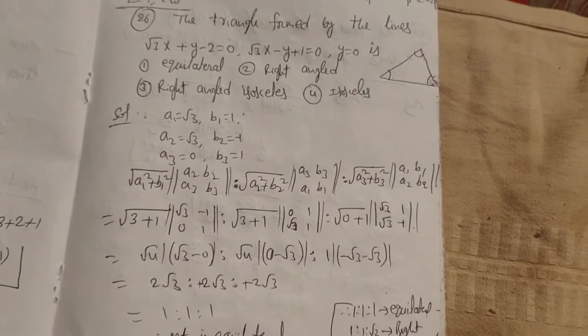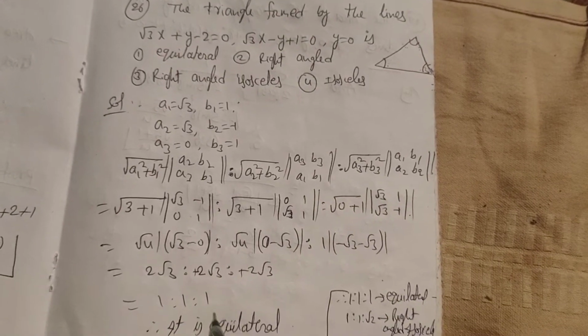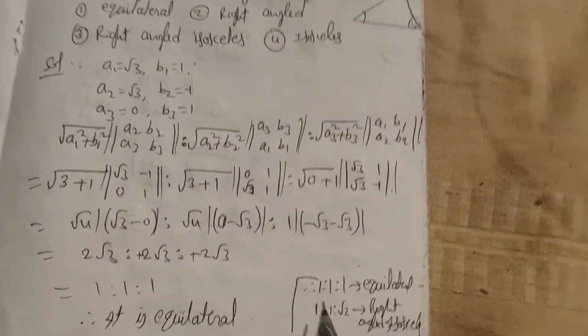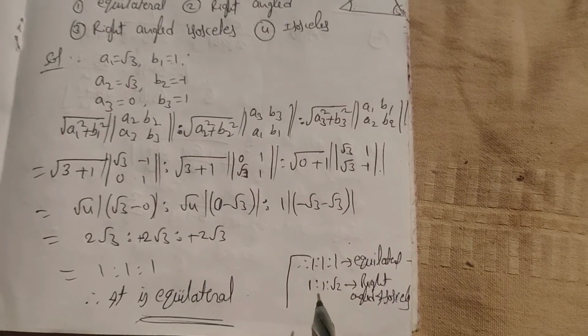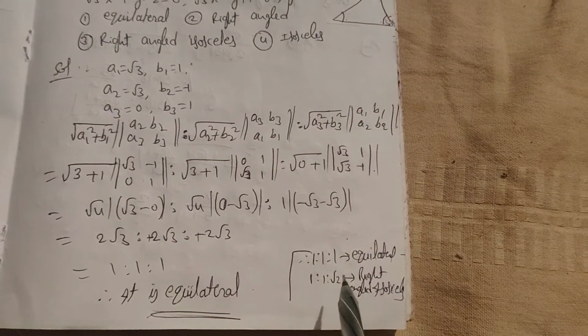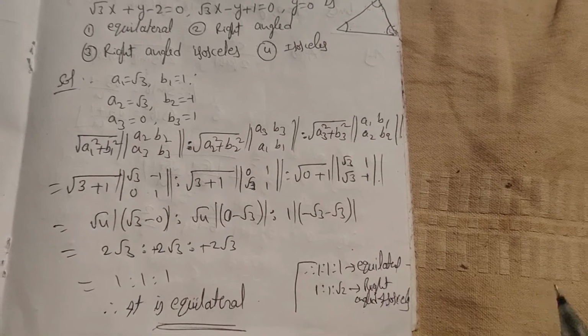then we have 1 is to 1 is to 1. If the sides are in the same ratio, that is 1 is to 1 is to 1, then it is called the equilateral triangle. If we get 1 is to 1 is to 1, equilateral triangle; if we get 1 is to 1 is to root 2, that is right angled isosceles triangle. So this concept we have in either 9th class or 8th class. Okay.